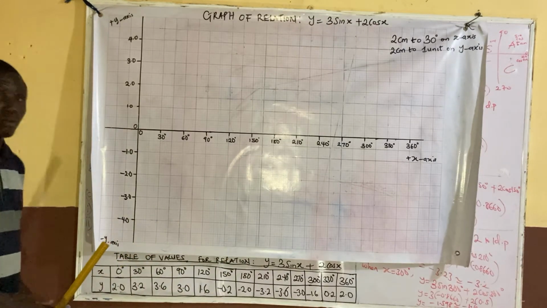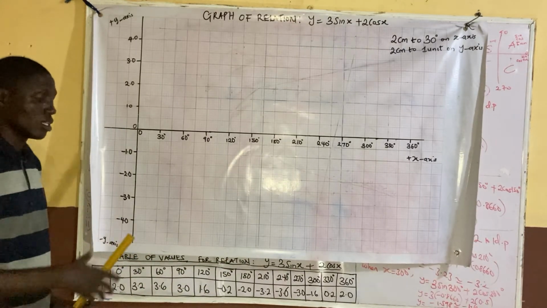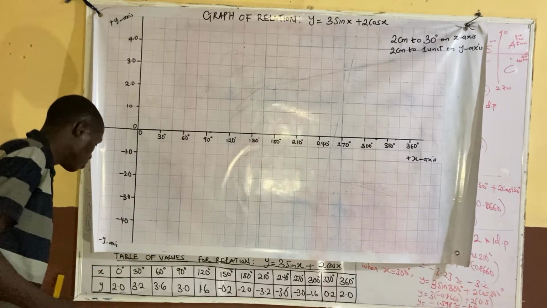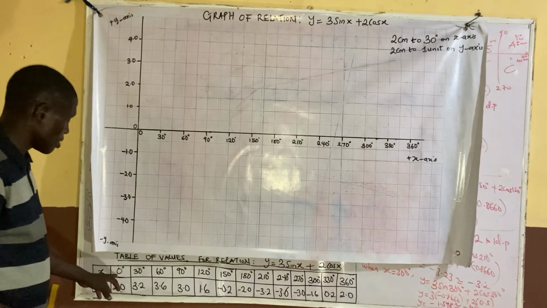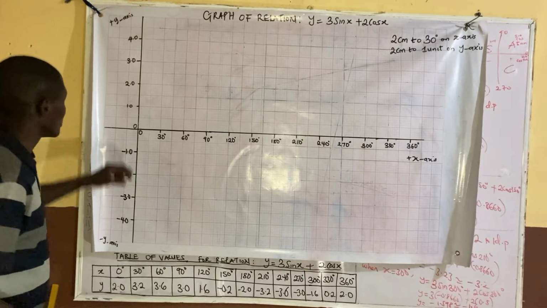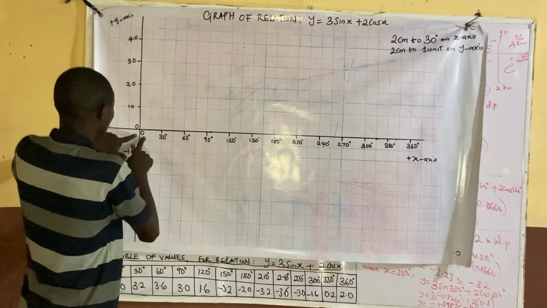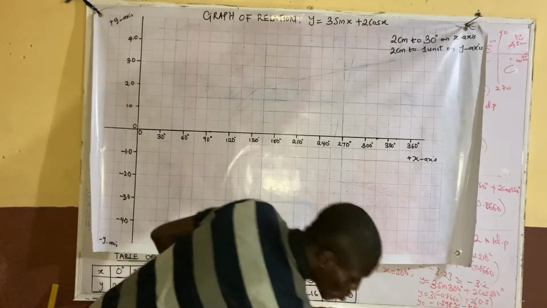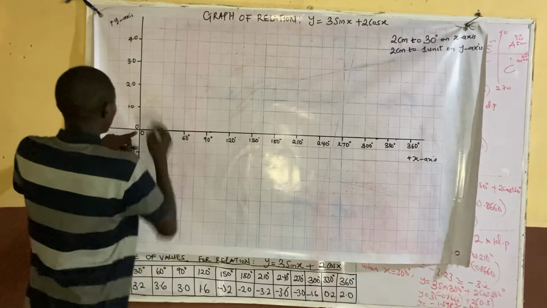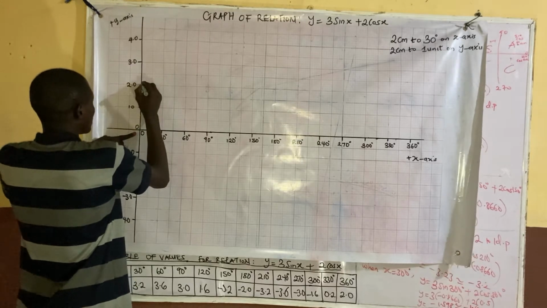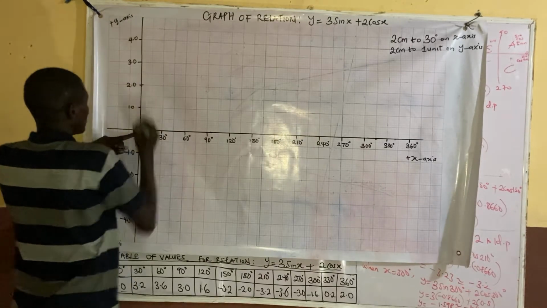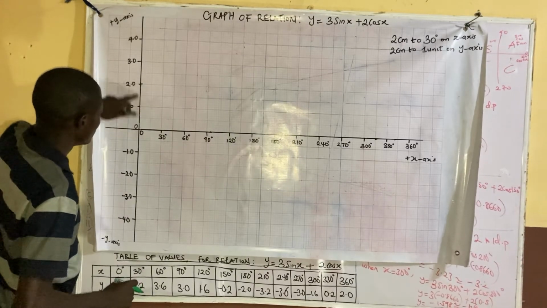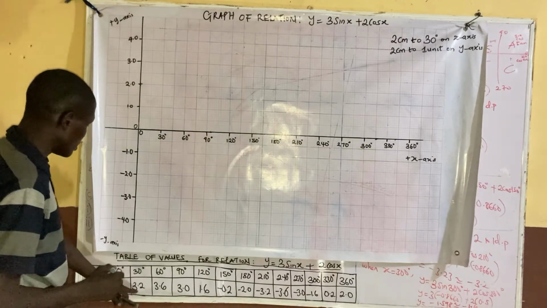So now we start to locate these points on the graph, and let's see what we are going to have at the end of the day. When x equals 0 degrees, we have y equal to 2. So I mark it with an x exactly on the point (0, 2).